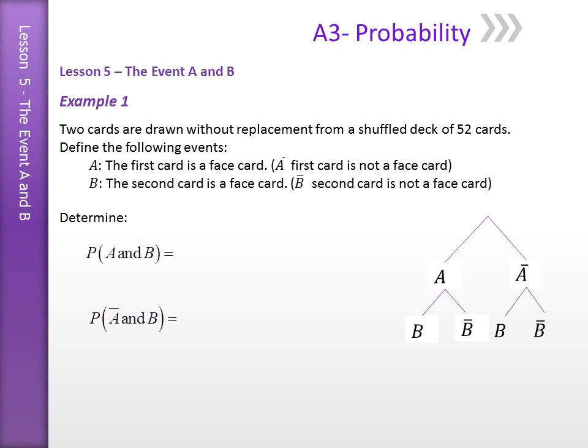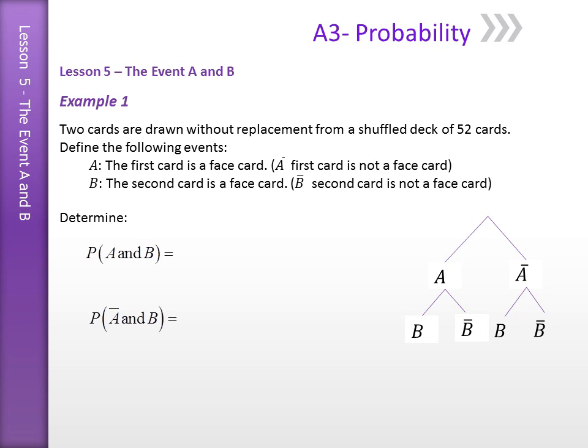Example 1. Two cards are drawn without replacement from a shuffled deck of 52 cards. We're going to define the following events: A is that the first card is a face card, so A bar would be that the first card is not a face card, and B, the second card, is a face card, and B bar would be that the second card is not a face card. The first thing we're going to determine is the probability of A and B.